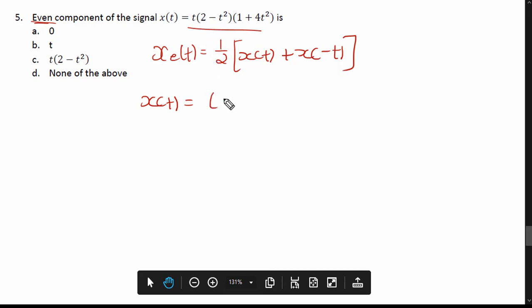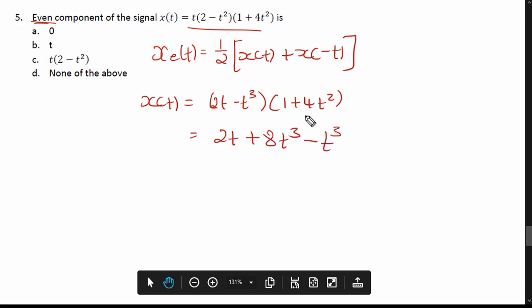So what do we have? 2t minus t cube and 1 plus 4t square. And if I substitute it and simplify, 2t minus t cube, 4t square into 2t, and this is positive. This is 8t cube minus t cube, minus into plus minus. This is 4t power 5. Okay. Now this, what is this? X of t. Similarly, we get x of minus t.